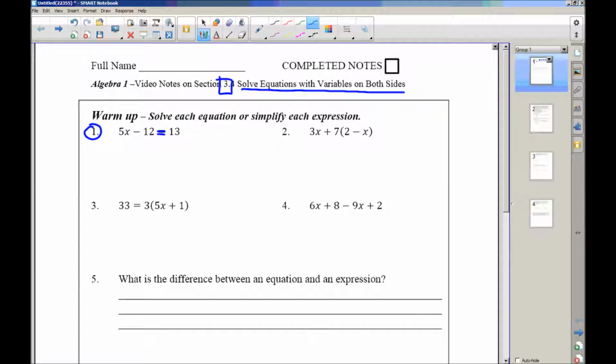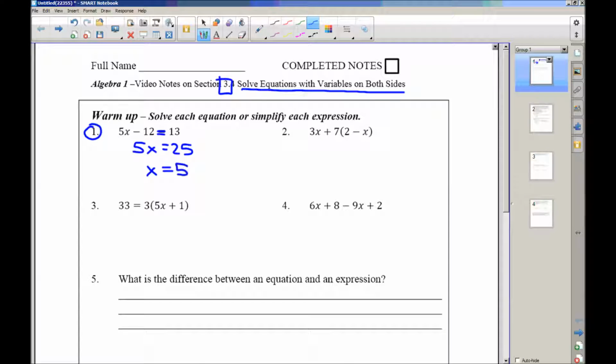We did a lot of stuff with expressions in chapter 2, so we're trying to remember the difference between equation and expression. This is a two-step equation, so I'll add 12 to both sides to get 55, and then I'll divide both sides by 5 to get 5. Okay. Number 2, this is an expression, so all we do is simplify it.